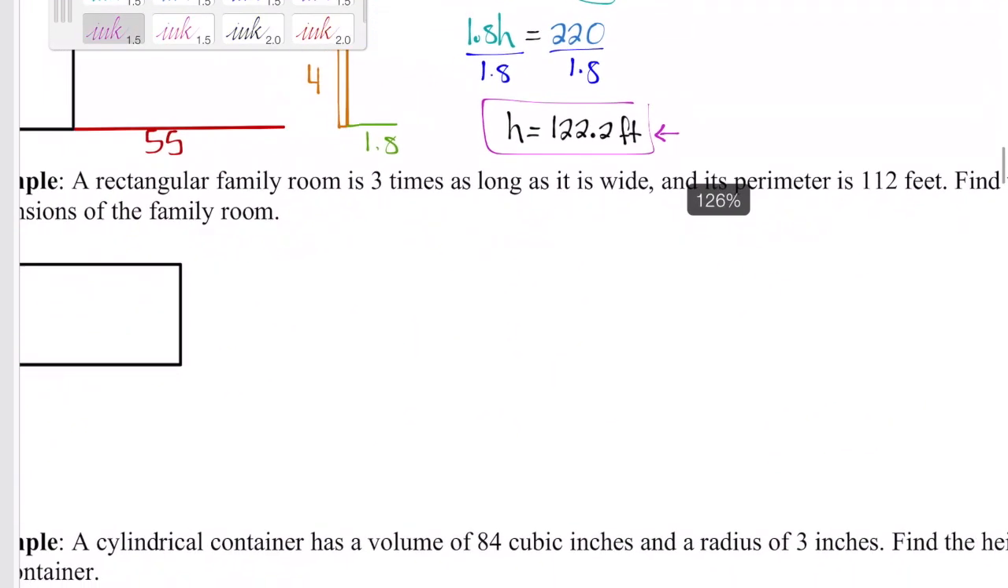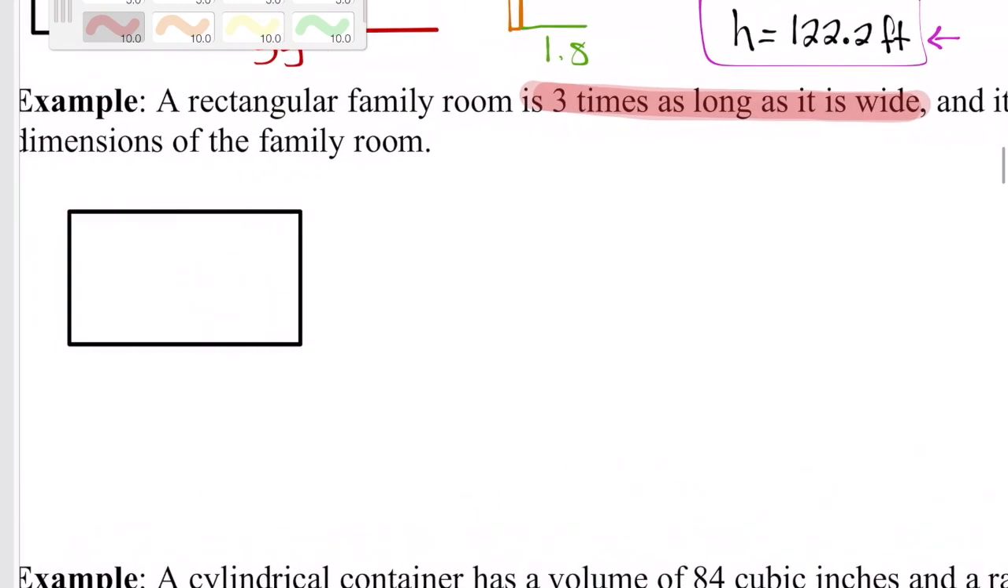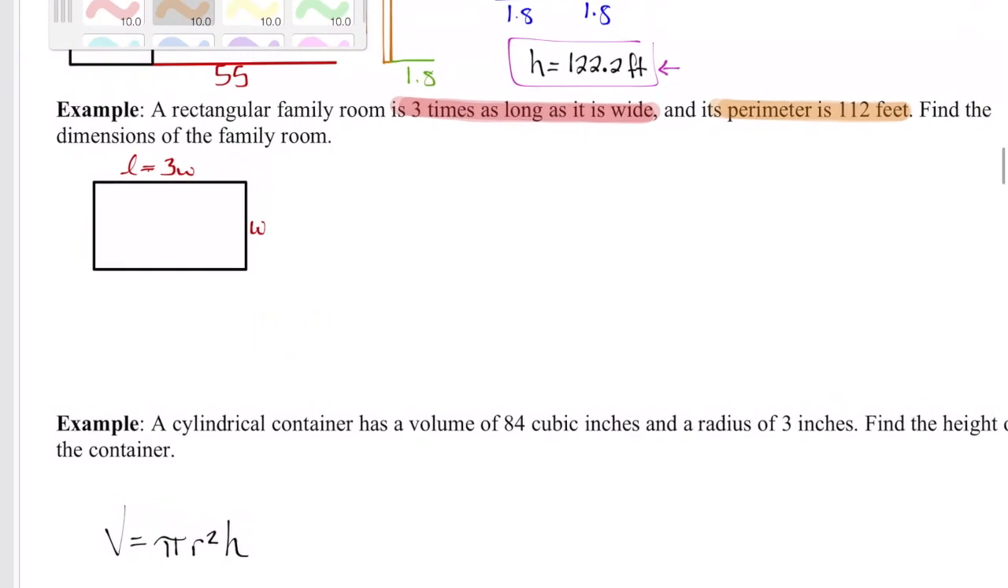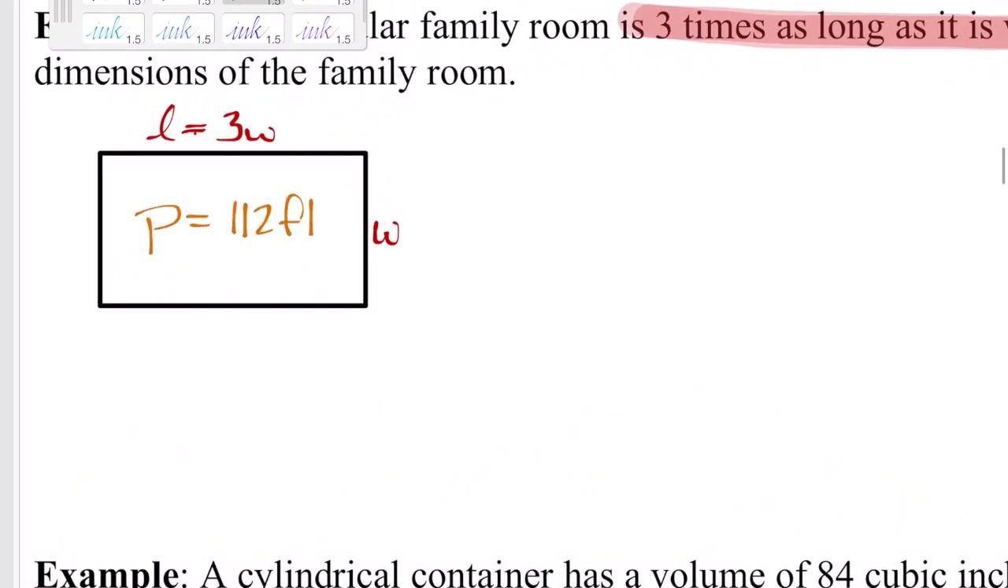Next one, a rectangular family room is 3 times as long as it is wide. So 3 times as long as it is wide. That means that I'm definitely longer, and I'm basically taking 3 of my widths and putting them together. So I can say that my length is 3 times W, and W being my width. And then it also says that its perimeter is 112 feet. So remember, perimeter is when we add up the sides of our shape. So perimeter is 112 feet.